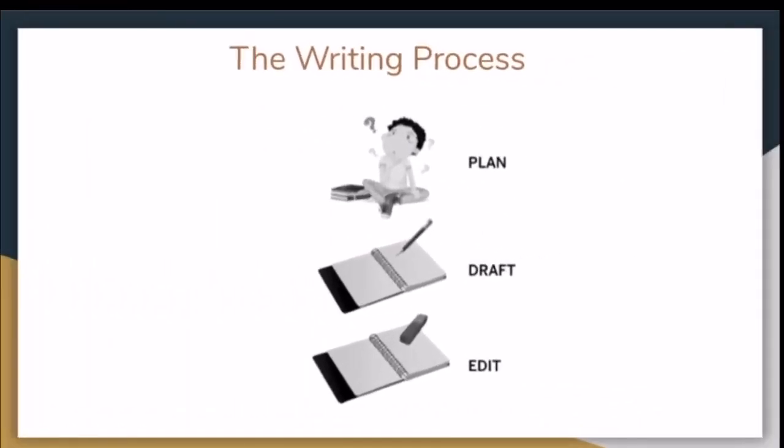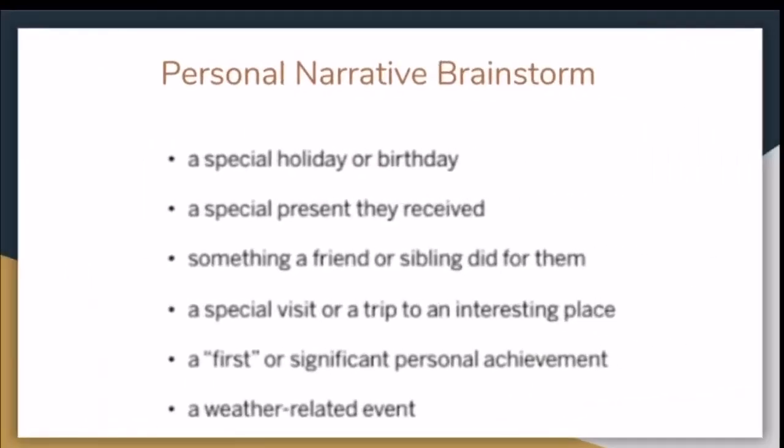Now let's review the writing process. The first thing we do is plan. So you're going to think about what you're going to write before you write it. The second one is to draft. The third one is to edit.